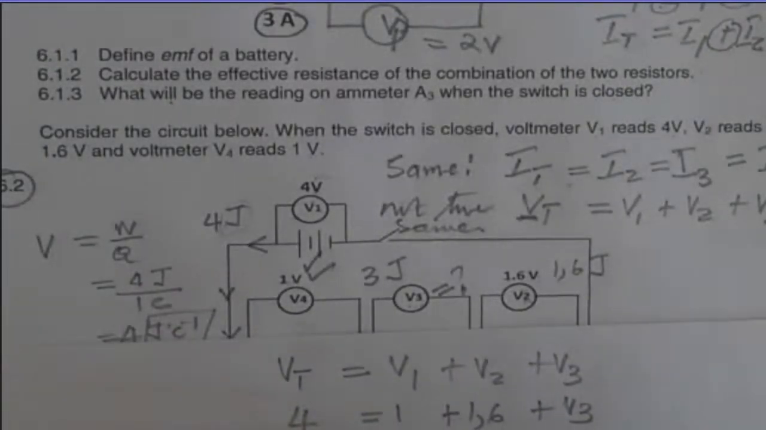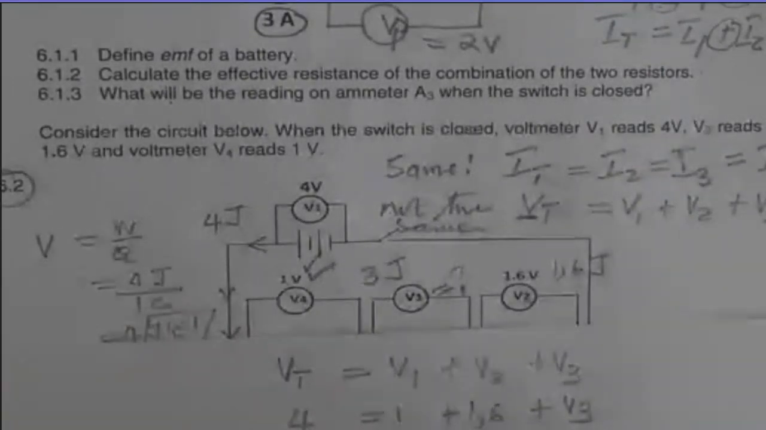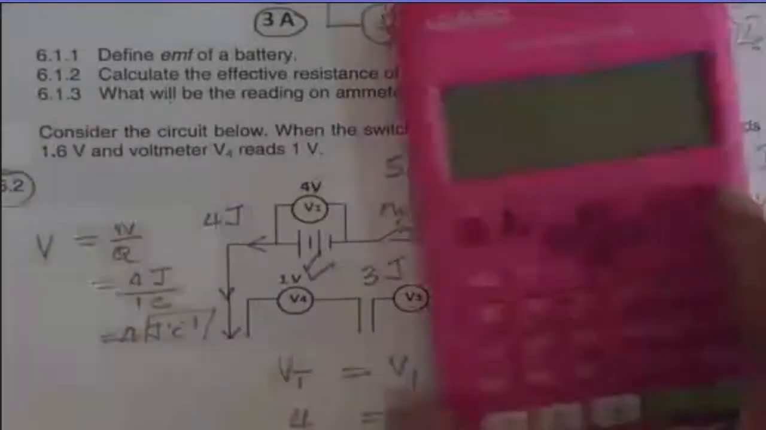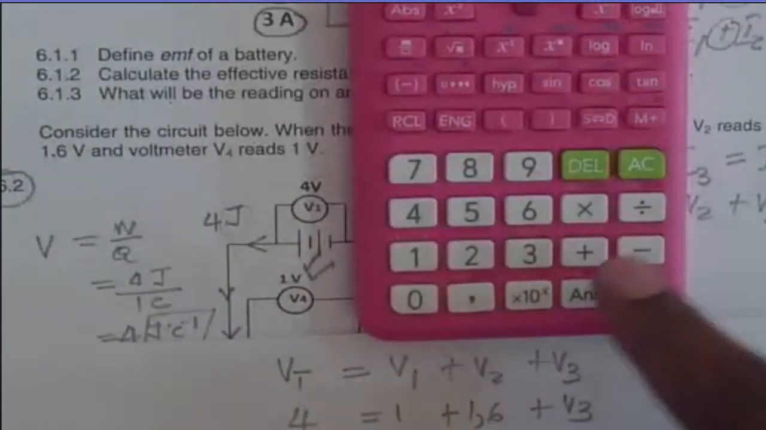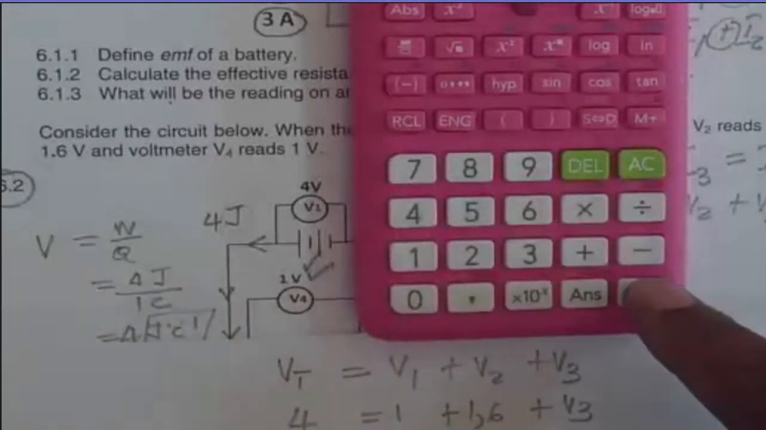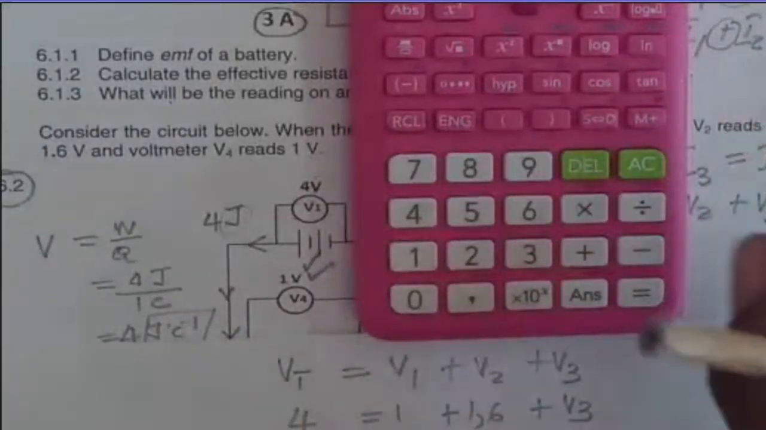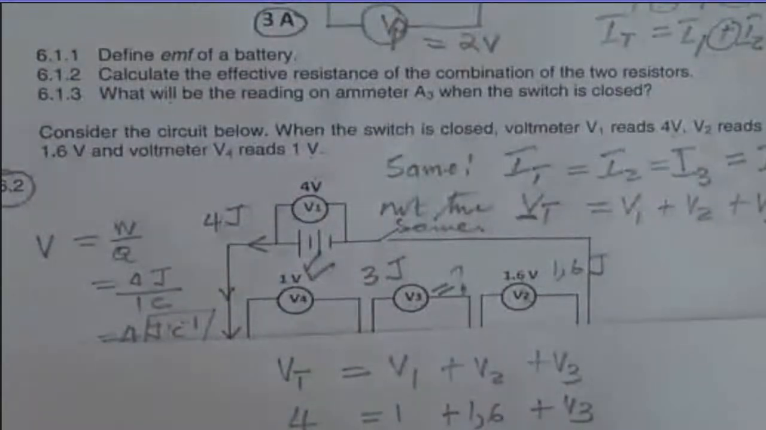So to get V3, it must be 4 minus 1 minus 1,6. That will be my V3. So I'm having 4 minus 1 minus 1,6, so I'll be having 1,4. So definitely this is 1,4.